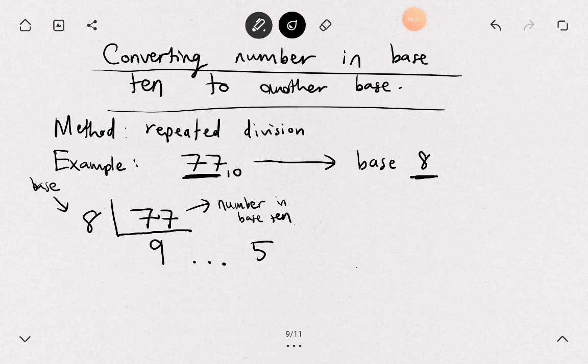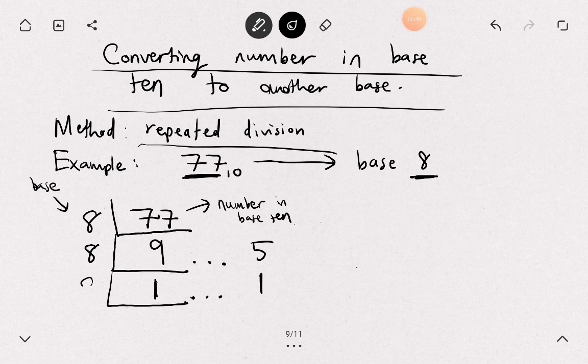Now since it is repeated division, you repeat the step again. So you take 9 and you divide by 8 again. 9 divided by the base 8 is 1 with a remainder of 1, right? Again you take this 1 and divide by 8, you'll get a 0 with a remainder of 1.